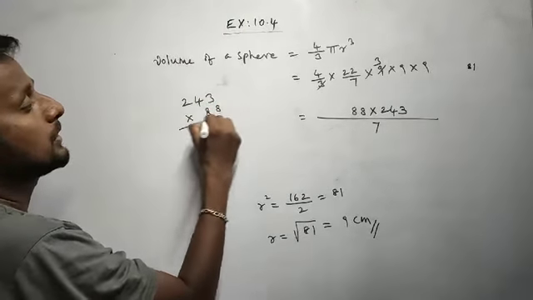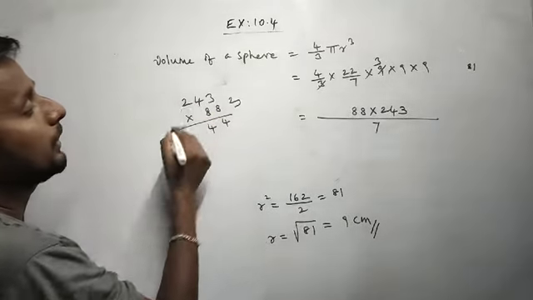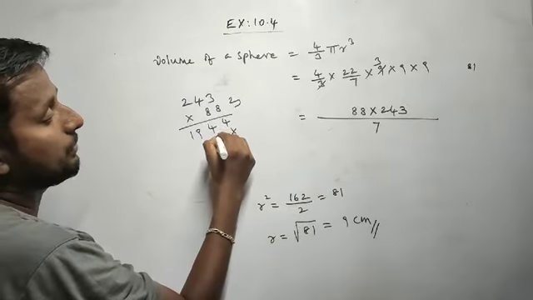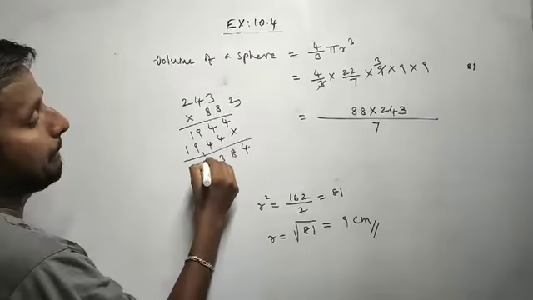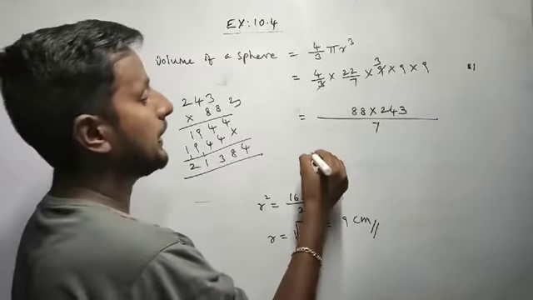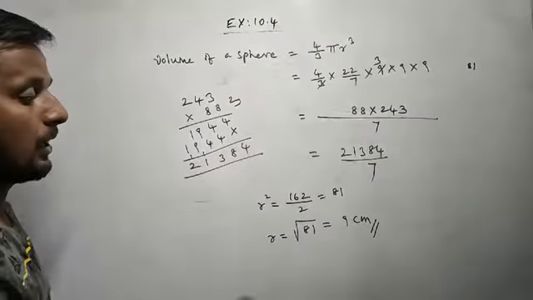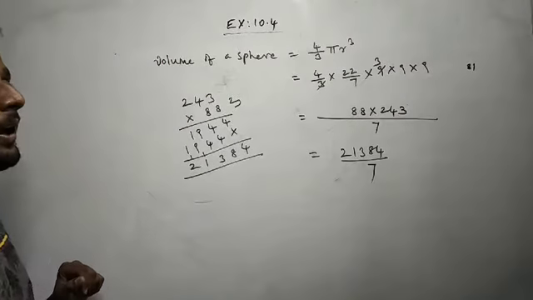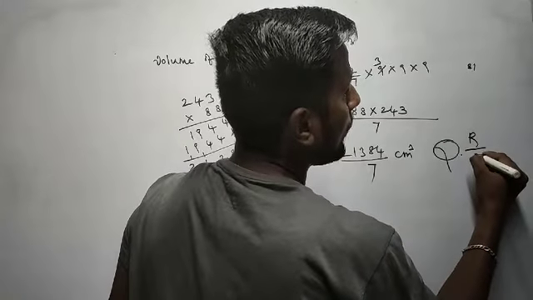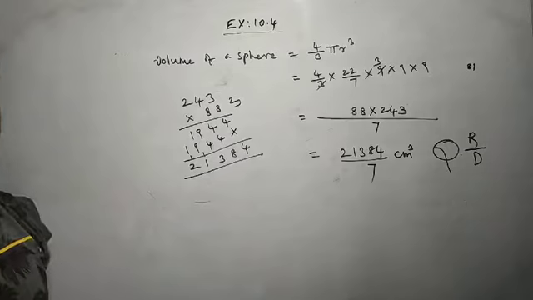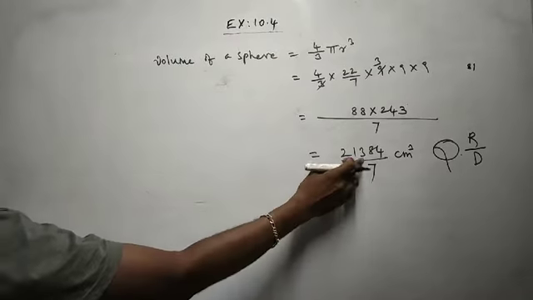Just multiply both: 243 into 88. 8 threes are 24, 2 carry, 32 plus 2 is 34, 3 carry, 16 plus 3 is 19, and so on. Simply, I can write 21,384 by 7. If you want to express this as a mixed fraction, a mixed fraction is always expressed in the form q r by d, where q represents the quotient, r represents the remainder, and d represents the denominator or divisor. So try to divide it.